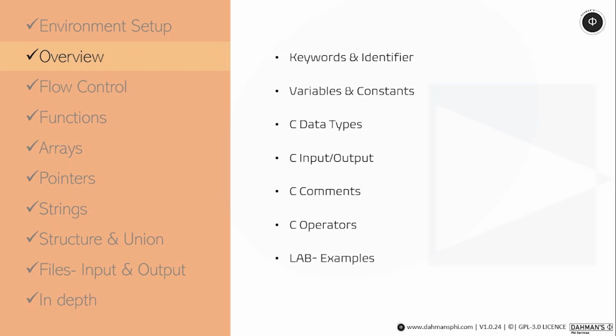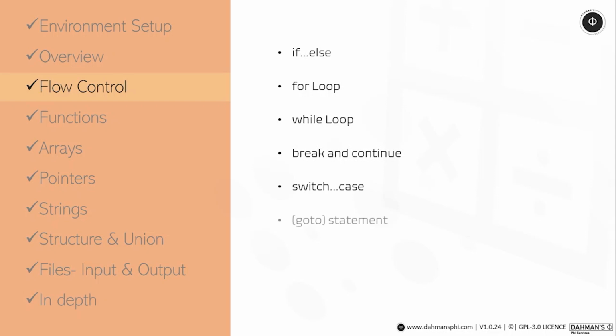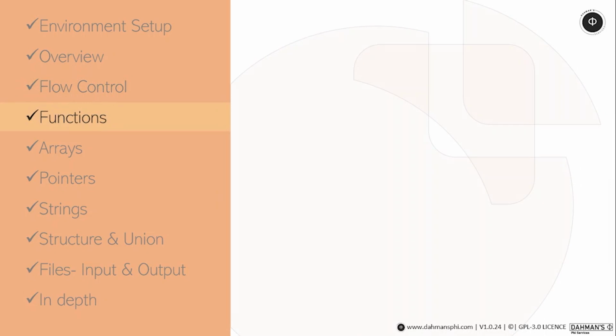In every episode, I intend to share a quick lab example that wraps up the outlines we learned in that episode. In the next episode, I will be talking about flow control in the C programming language. We will see the syntax of if-else, the for loop, the while loop, break and continue, the switch case, and goto statements, and finally, of course, the lab example to recap these outlines.